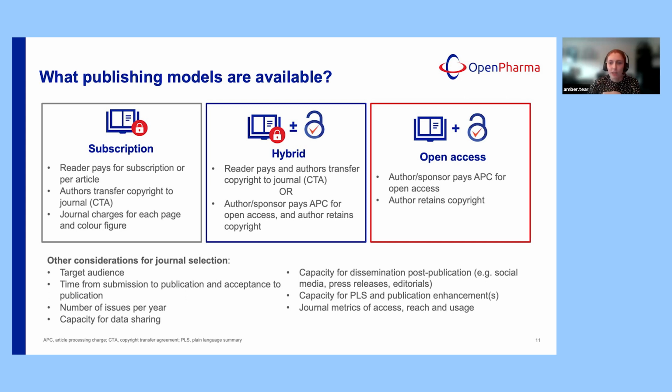Irrespective of the publication model selected, there are also other key considerations for journal selection that include things like target audience, time from submission to publication, number of issues per year, capacity for data sharing, and things like publication enhancements and plain language summaries, as well as journal metrics of access, reach, and usage.